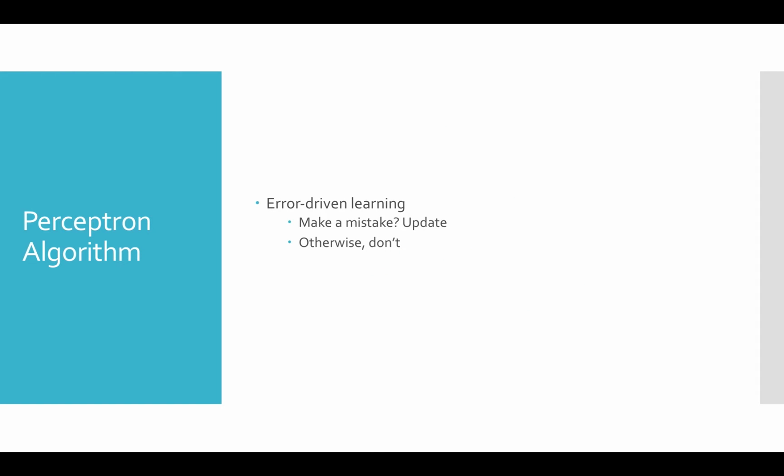How do we actually learn? We learn through error-driven learning. Okay, so every time we make a mistake, we update. And if we don't make a mistake, we don't update. This is an online algorithm. What does that mean? That means I learn one sample at a time. So I look at one sample and I either update the weights or I don't, and then I look at the next and so on.